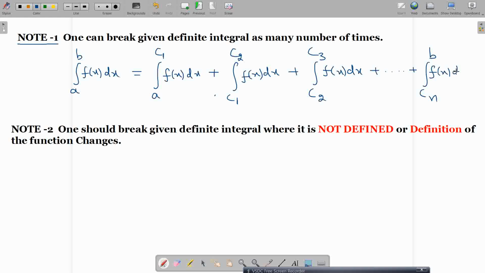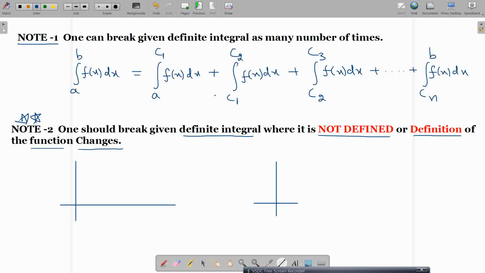Okay, now the next note is: one should break a given definite integral where it is not defined or the definition of the function changes. Okay, what does it mean? This is a very important property to remember. See, I'll just draw the two graphs in front of you to make you understand. So this one and this one.